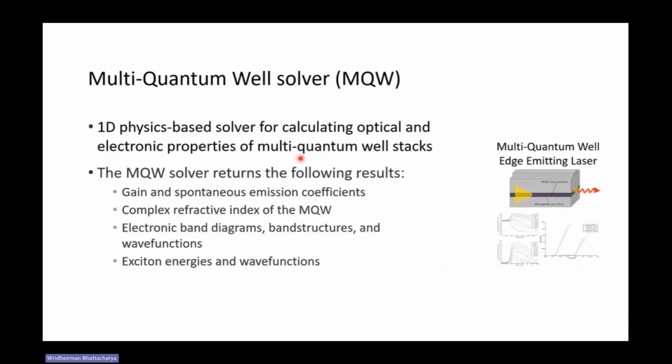The multi-quantum well solver gives us a 1D physics-based solver for calculating the optical and electronic properties of multi-quantum well stacks. The MQW solver returns results such as the gain and spontaneous emission coefficients, the complex refractive index of the MQW, the electronic band diagrams, band structures, and wave functions, and the exciton energies. So it also gives multi-quantum well edge emitting lasers. Right. These are the applications of this solver.